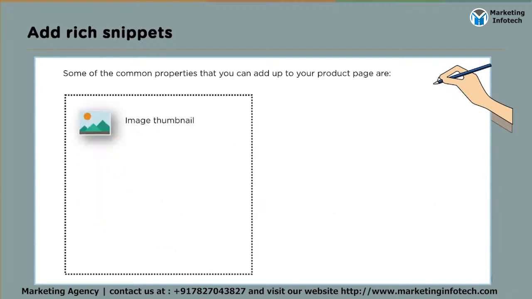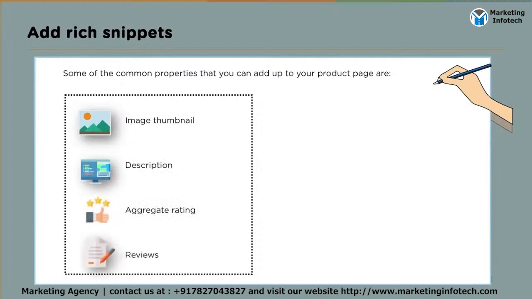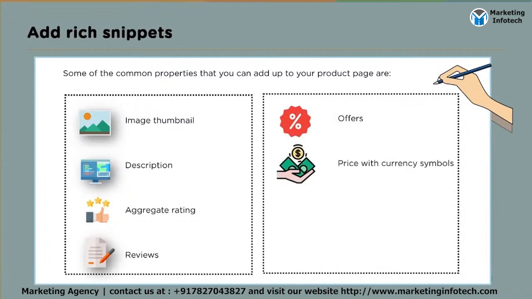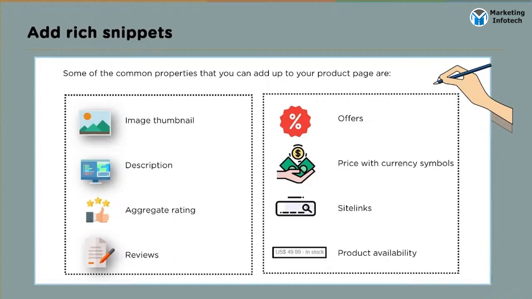So for rich snippets, you could always start with images. So some of the common properties that you can add to your product page, if you have a product page, or just a page itself, is an image. You can always start there. You can always add a description. You can always add in ratings, and you can always add in reviews. So these are some of the most common attributes you can add as a rich snippet. So if you add that, Google picks it up. It's going to include that information in the search results. Okay, some others are offers, prices, site links, links to your site, and product availability. So all that information can be conveyed to Google. Google understands what you're trying to pass along. It's going to include that in the search results.